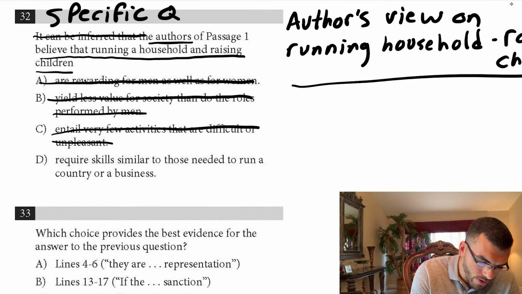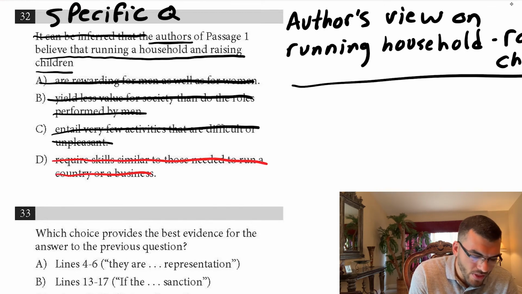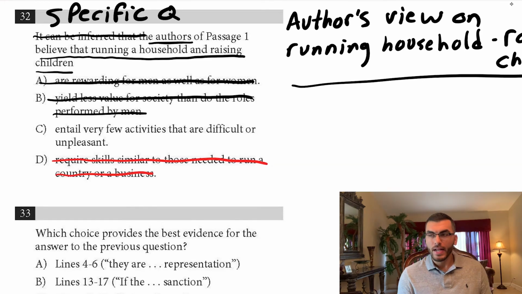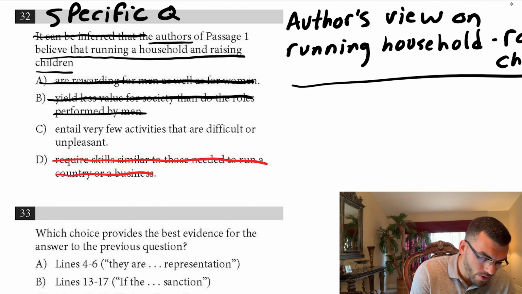Requires skills similar to those needed to run a country or business. We didn't say anything about running a country or business. Entail very few activities that are difficult or unpleasant. So running a household and raising children entail very few activities that are difficult or unpleasant. Well, we said that they're delicate, peaceful, not strenuous. Few activities that are difficult, not strenuous. That's the same thing. So I think we're going to hang on to choice C. But let's check the rest of the answer choices.